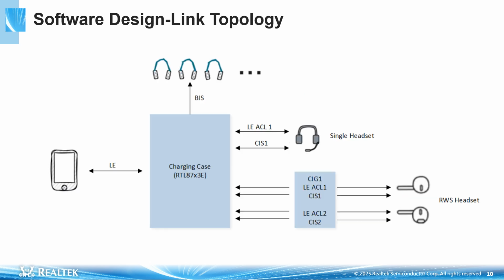The wireless topology of the charger case is shown in the image above. The charge case can connect to a smartphone via BLE and can send data to the headset through CIS or BIS or ACL. For more detailed information, please refer to the link topology section in the charge case documentation.